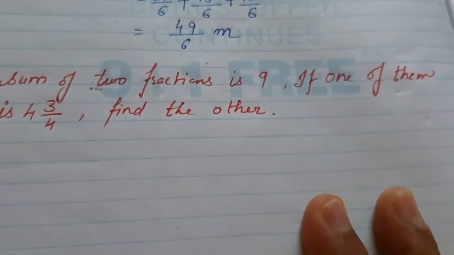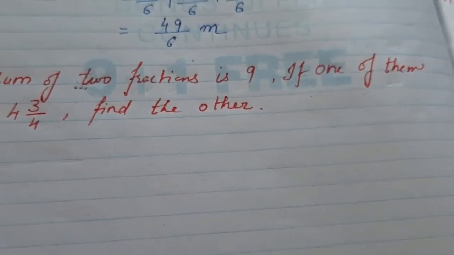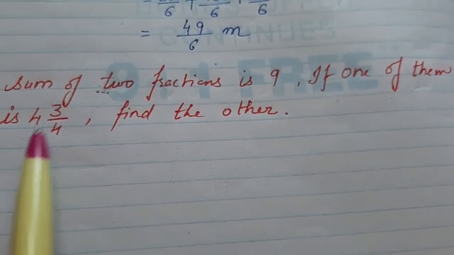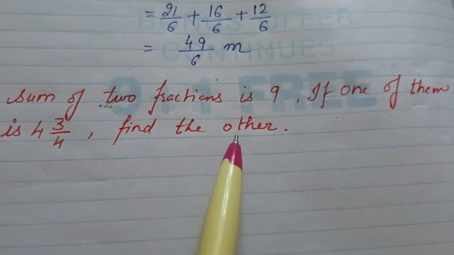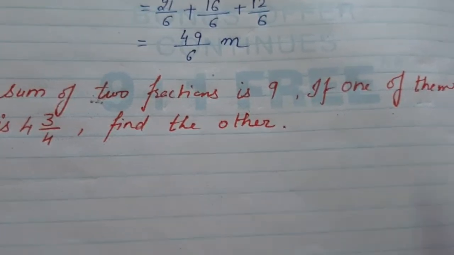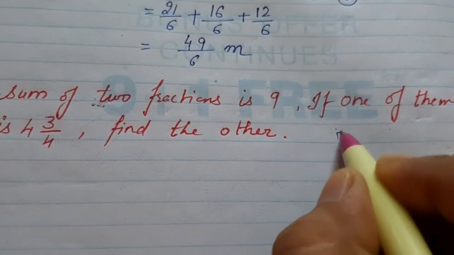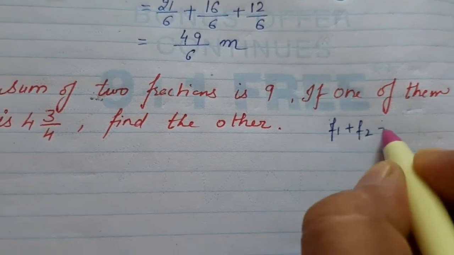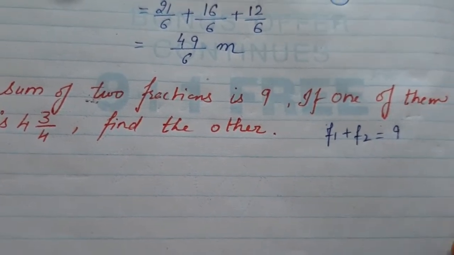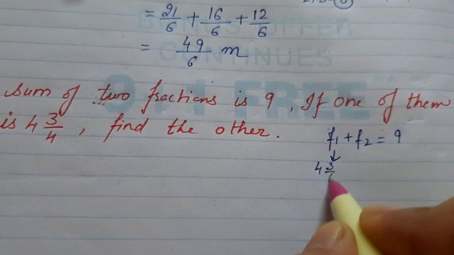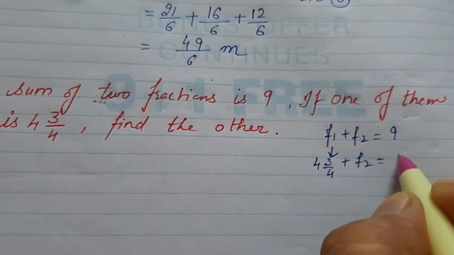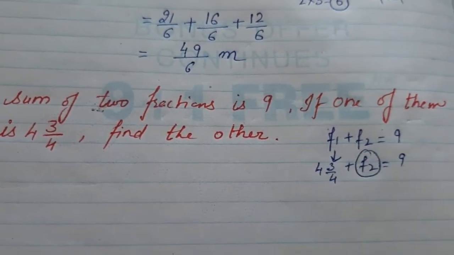Sum of two fractions is 9. If one of the fractions is given, that is 4 and 3 by 4, you have to find out the other fraction. So we are given sum of two fractions. Any two fractions, suppose take one f1 and one f2 and its sum is given, that is 9. One fraction is given here. You are given here 4 and 3 by 4. F2 is not given. So you have to find out the F2.